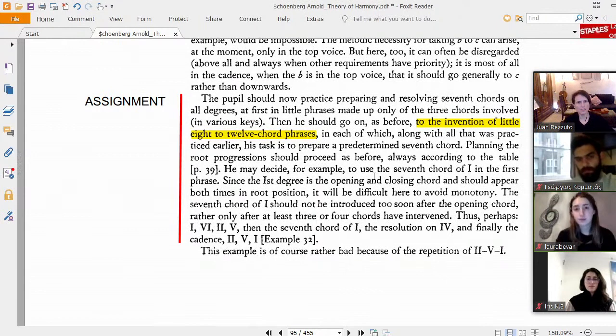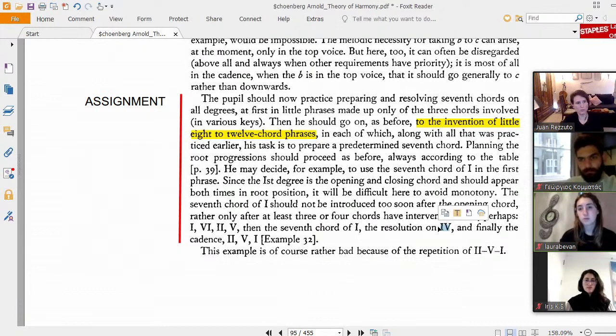You may decide, for example, the use of the 7th chord of the first in the first phrase, since the first degree is the opening and closing chord, and should appear both times in the position, it will be difficult here to avoid monotony. The seventh chord of tonic should not be introduced too soon after the opening chord, rather only after at least 3 or 4 chords have intervened. Thus, perhaps 1, 6, 2, 5, then the 7th chord of the first, resolution on the 4th.